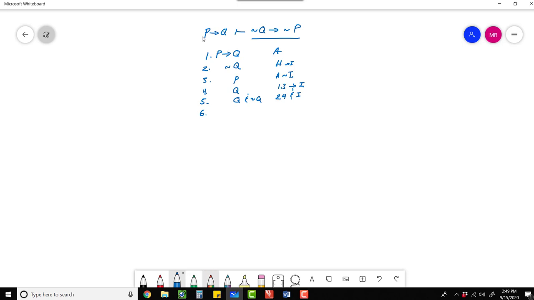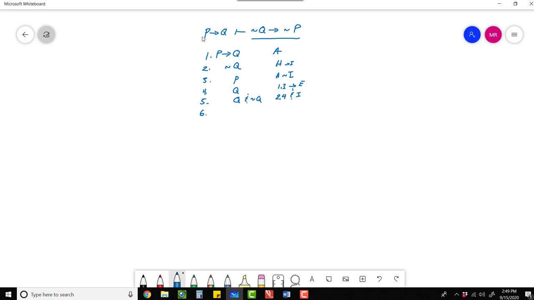Sorry, I might have actually said conditional introduction on line 4, but of course it's conditional elimination. Let me make that explicit. Okay, so I have my contradiction, and now I can discharge.